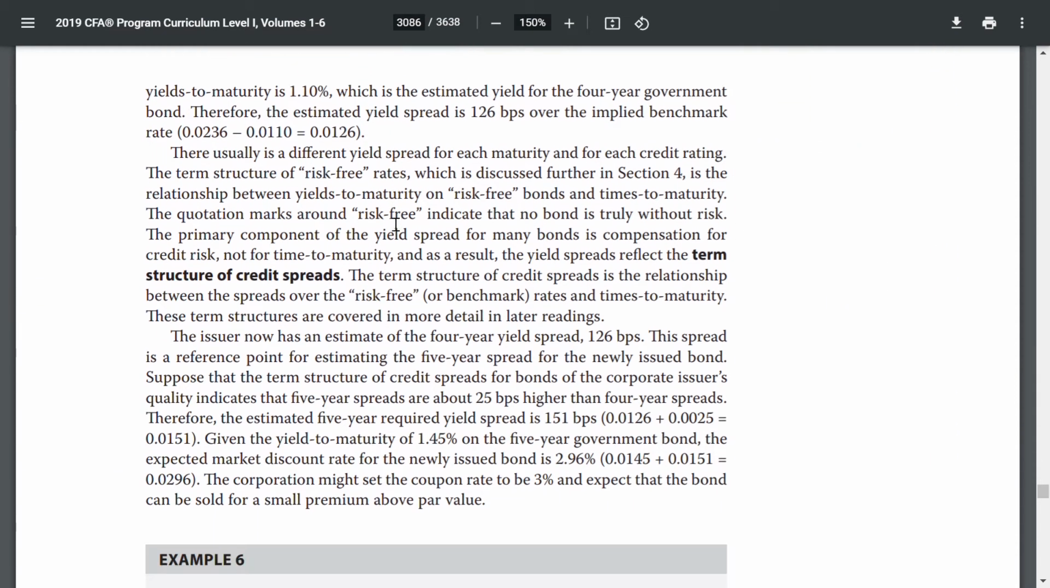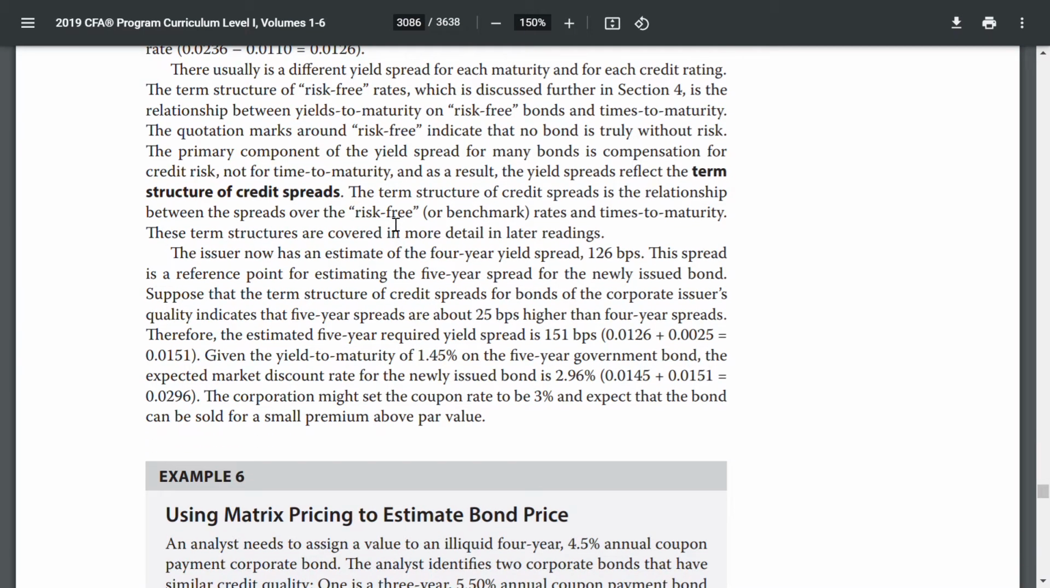There usually is a different yield spread for each maturity and for each credit rating. The term structure of a risk-free rate, which is discussed further in section 4, is the relationship between yields to maturity on risk-free bonds and times to maturity. The quotation marks around risk-free indicate that no bond is truly without risk.